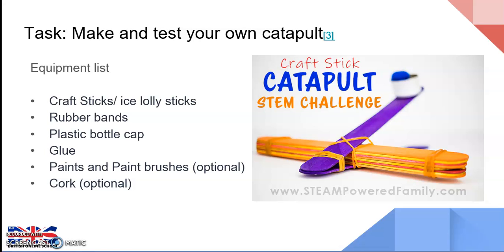The paints and paintbrushes are completely optional, it's really just to make your catapult look nicer. And the cork is just an option that we can have instead of using the stacked sticks as a fulcrum. I'll explain that a little later.